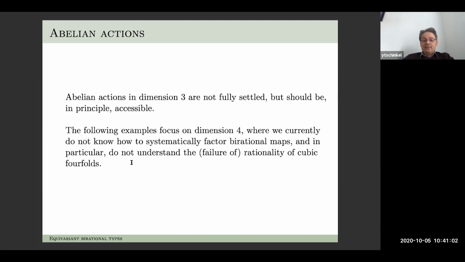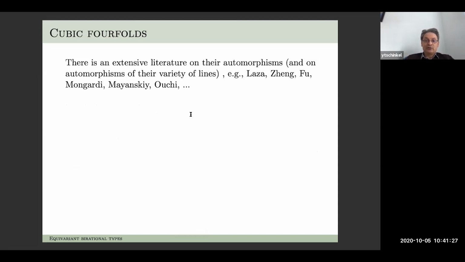So in the examples that are to follow, I will focus on dimension 4. We do not know how to systematically factor birational maps in dimension 4. In particular, we do not understand rationality or failure of rationality of cubic fourfolds. So I want to show you how these invariants that are introduced provide some new information in these cases.